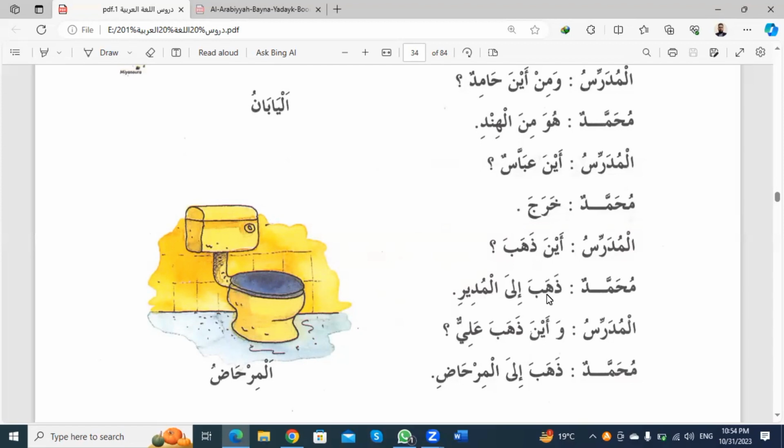So he says that zahaba means went. Aina zahaba, where did he go? So is it clear? Yes, it's clear. So he says that he went towards the principal. The principal in school. So went means zahaba. Ila means to and toward.